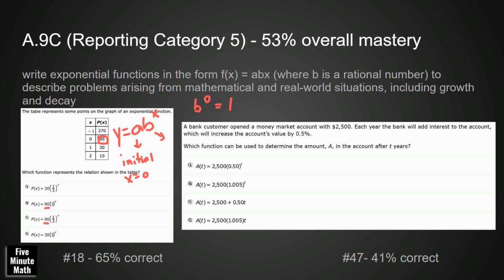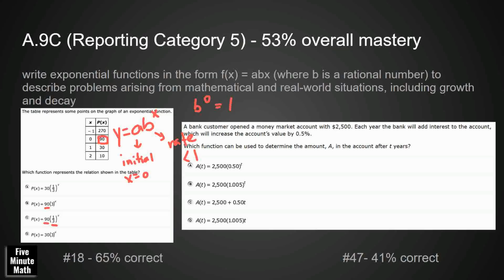the next thing we need to look at is our b, which is our rate. And as you can see, as our x is increasing, what's happening to our P of x, or our dependent variable? Well, it's decreasing, which means b needs to be less than 1. It's a decay rate, and so only C is going to be less than 1.